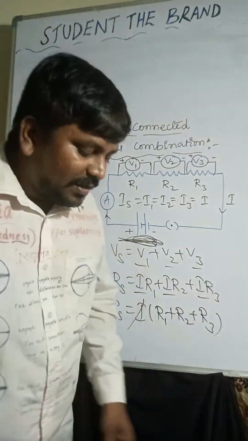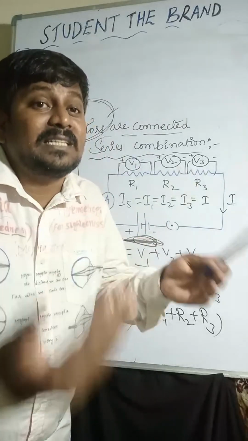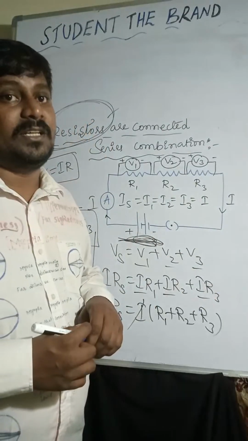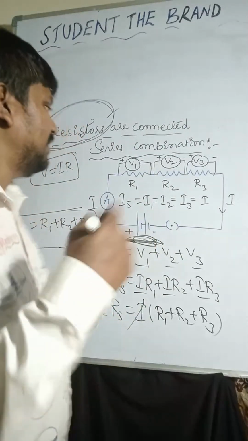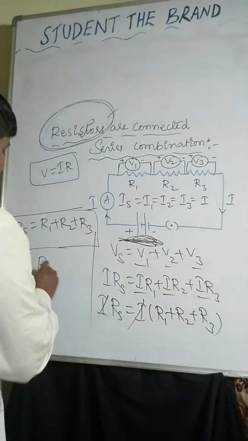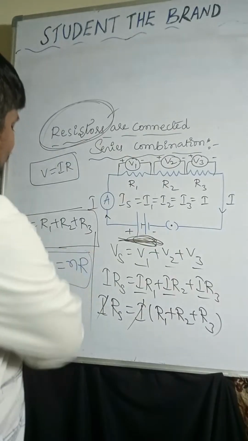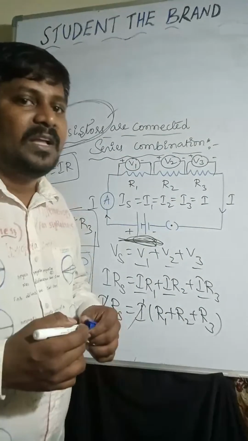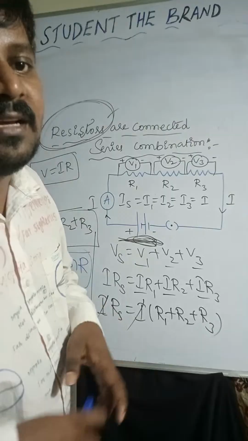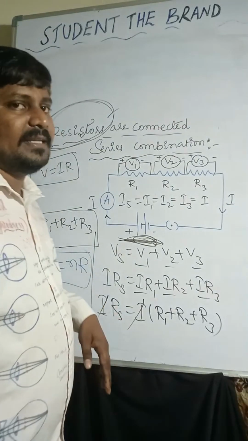And the third one is, if n number of resistors are connected in series combination, then Rs equal to nR. Rs equal to nR.